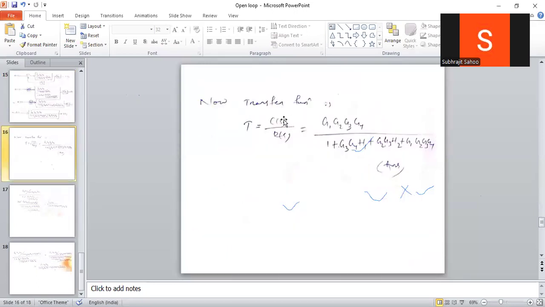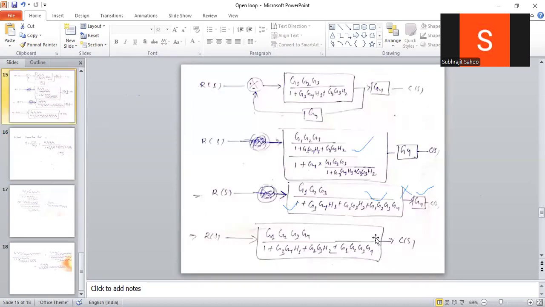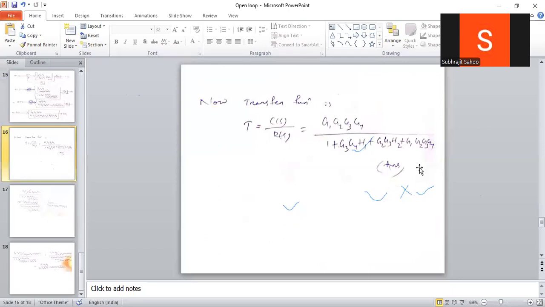So observe the final answer. What is the transfer function? C(s) by R(s). So what is the result? This one I have written. This is the transfer function here. Okay. So I hope this concept is clear to you.